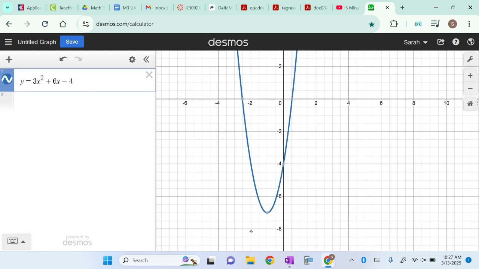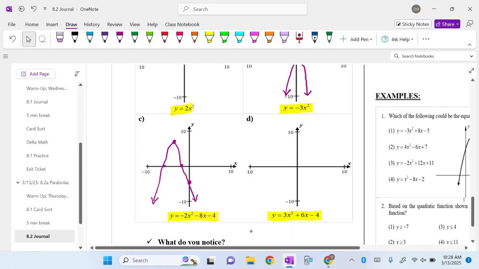All right. So it looks like we have a vertex at (-1, -7). It crosses the x-axis twice, one in the negatives, one in the positives. And we have a y-intercept at (0, -4). So let's make a quick sketch.